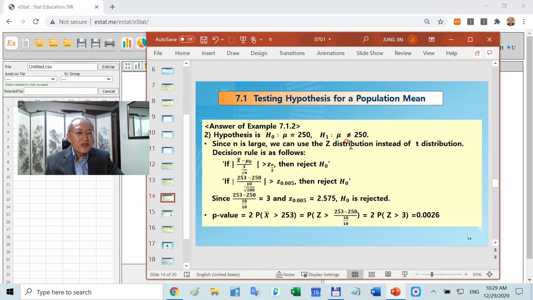Suppose you have this kind of two-sided test. Then you have to consider both sides. In the case of 99%, the corner point is 1%, so 0.5% each. This critical value is 2.575, but the normalized value of the sample mean is 3. Therefore, H0 is rejected, same thing. The p-value is one of the tail probabilities. 3 is located in the right tail. Therefore, you calculate this probability and multiply by 2.